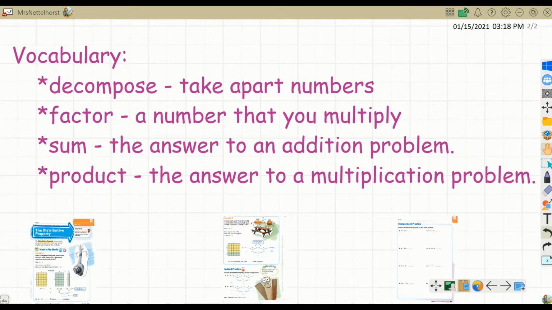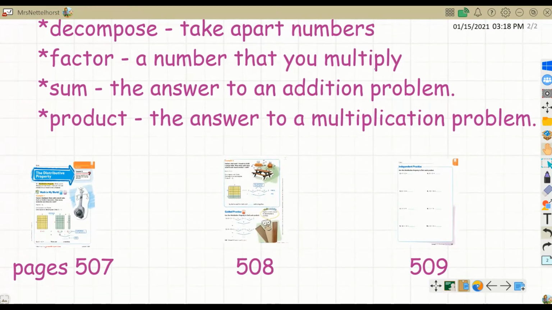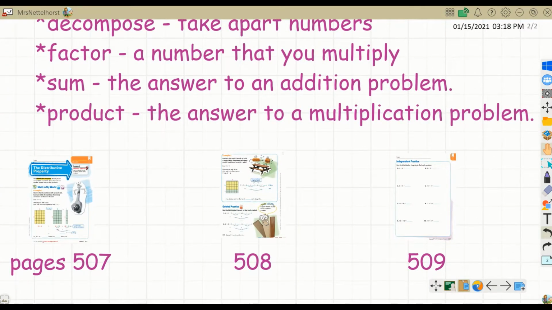Okay, so we have 4 words that we need to go over. The first one is decompose. It means to take apart numbers. Factor is a number that you multiply. Sum is the answer to an addition problem. And a product is the answer to a multiplication problem. So we are going to be working on pages 507, 508, and 509 today.